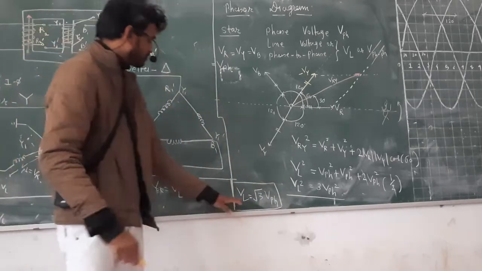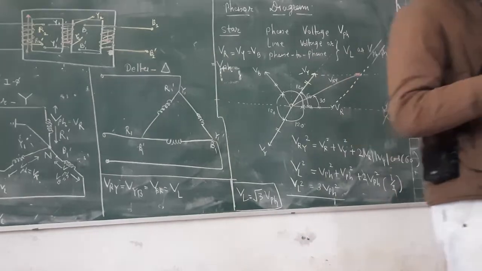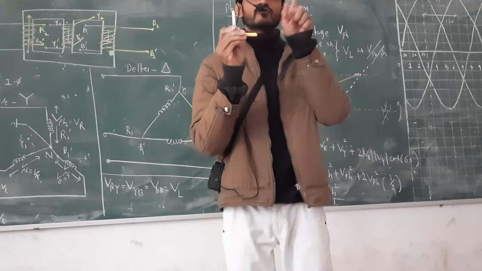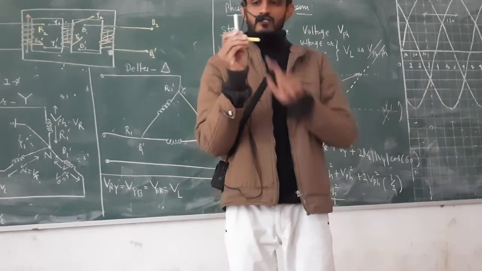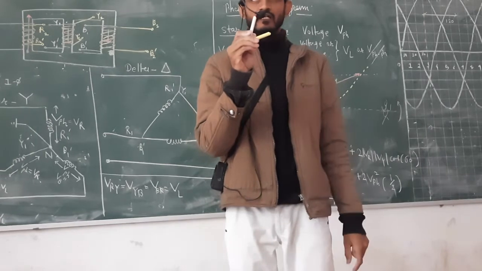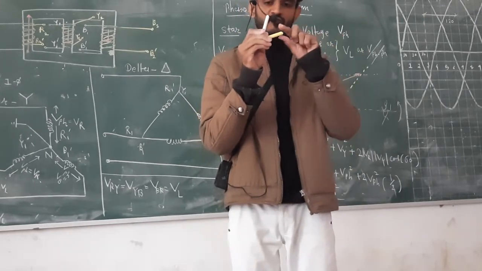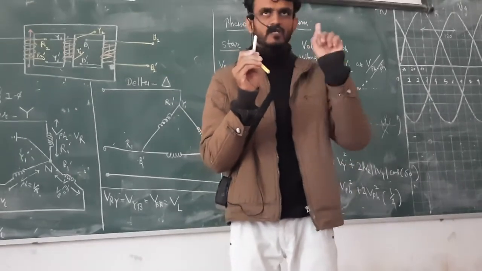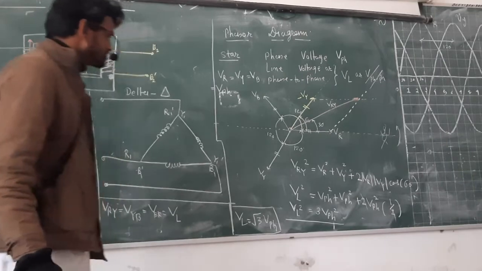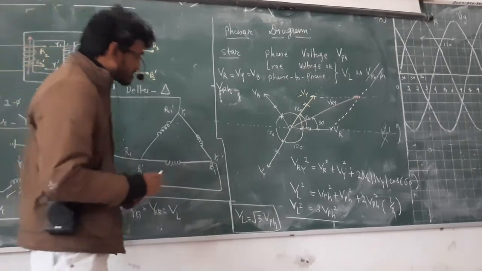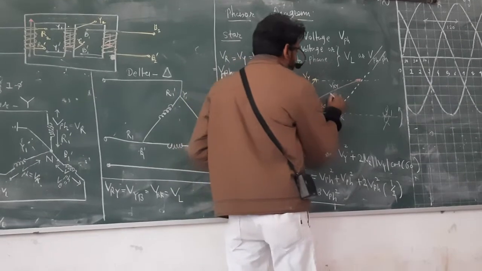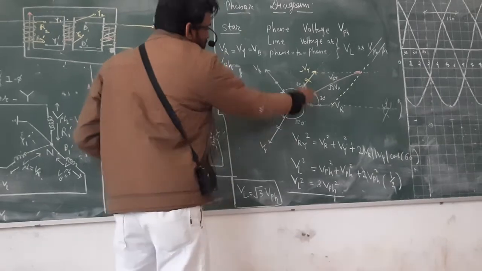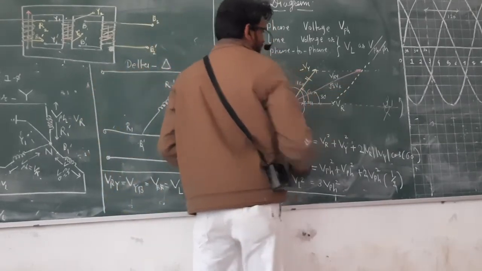So I gave you an example last time that if you have two vectors at 90 degrees with the same magnitude, then you will get root 2 times this magnitude. If you have 60 degrees, you will get root 3 times. If you have 120 degrees, you will get the same as this one. These are the special cases of the vector. So VL is root 3 times V phase. This one is root 3 times VR or VY or VB because all the things are same. So this vector is root 3 times R.